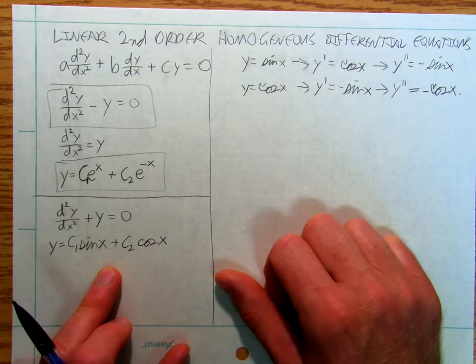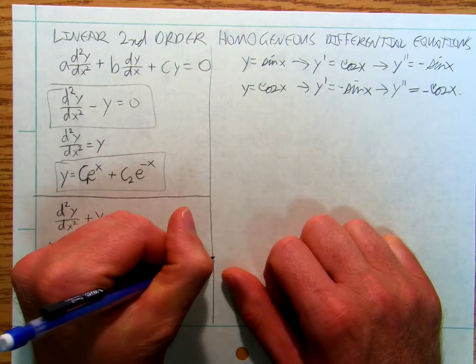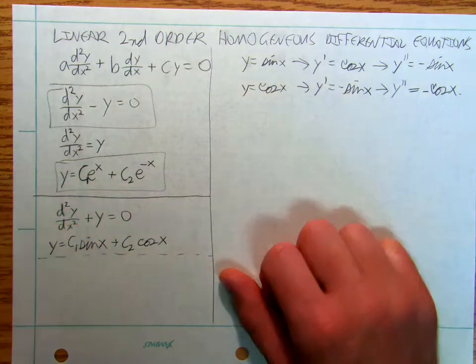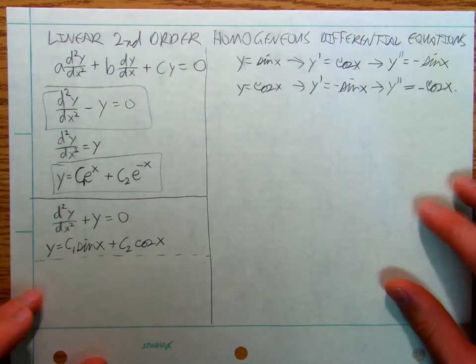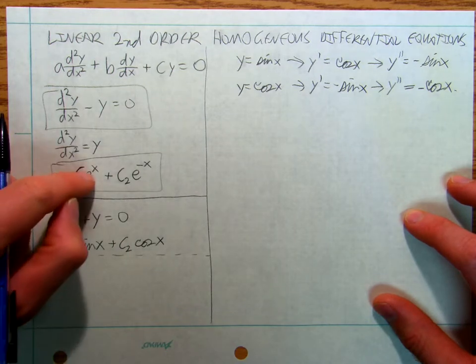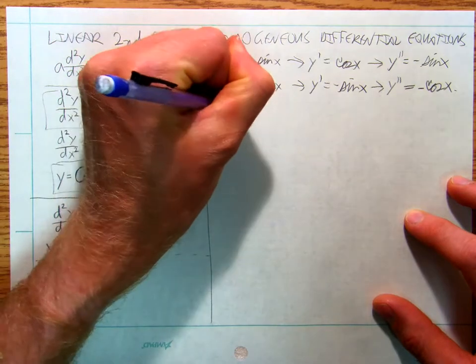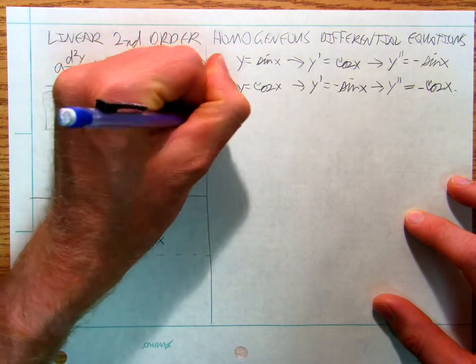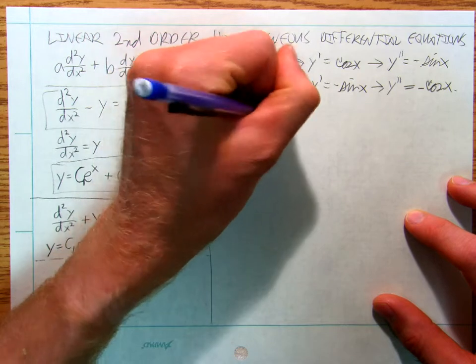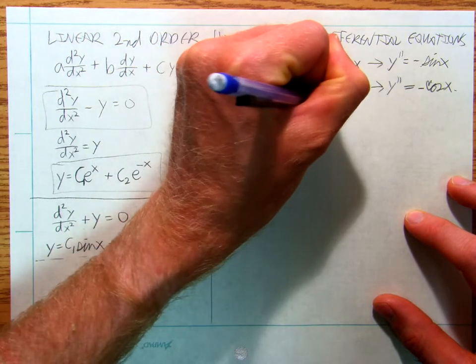Okay, now, if you're really thinking, there's another solution to this as well that involves e's. So, y equals e to the what? y double prime is equal to negative e to the what?